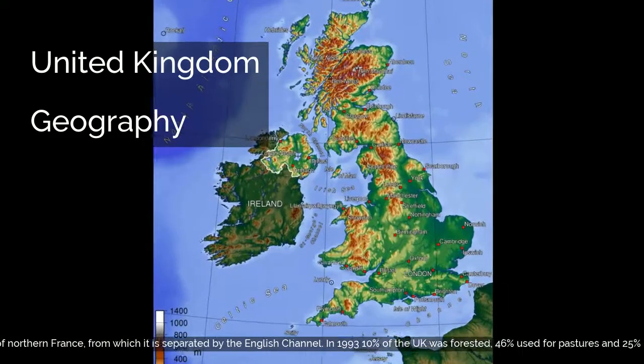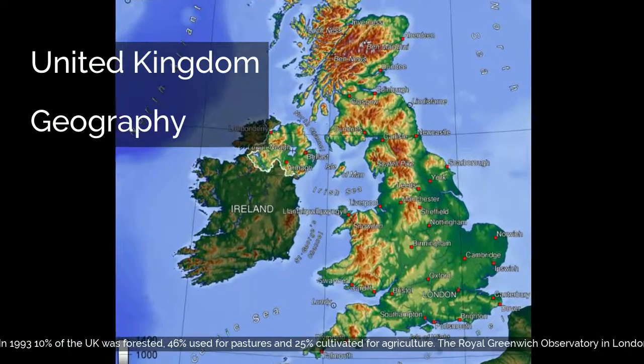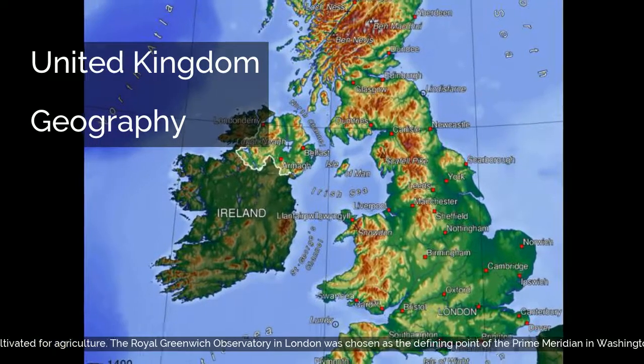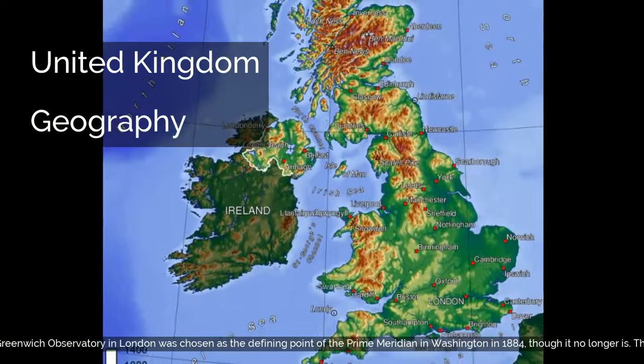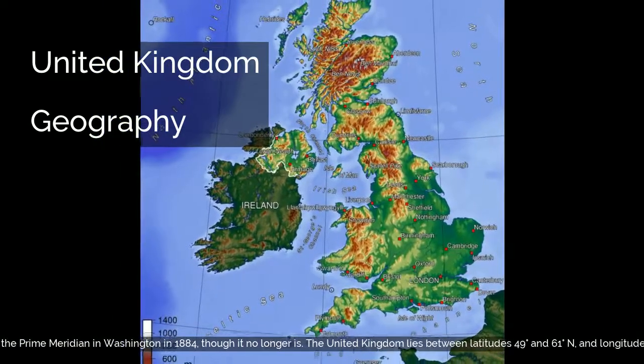In 1993, 10% of the UK was forested, 46% used for pastures and 25% cultivated for agriculture. The Royal Greenwich Observatory in London was chosen as the defining point of the prime meridian in Washington in 1884, though it no longer is.